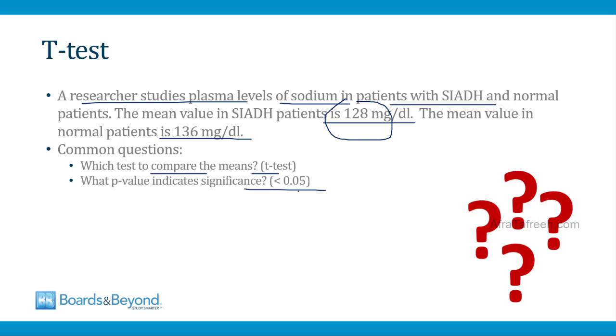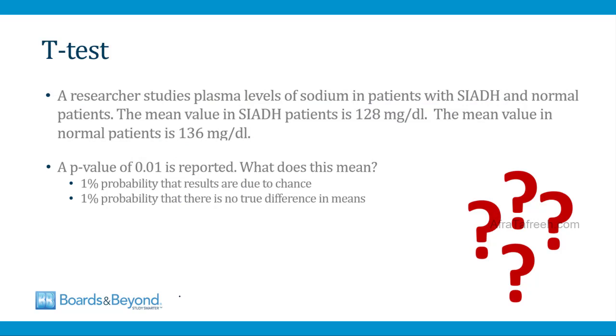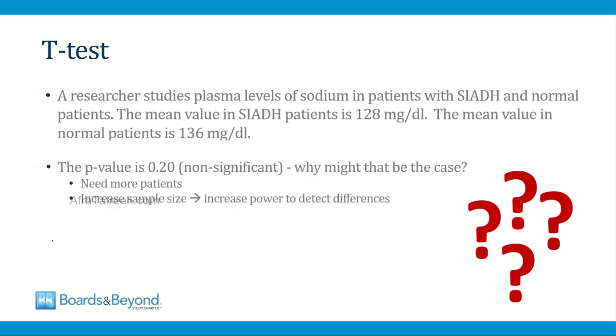Less than 0.05. Here's the same example, but imagine they tell you that a p-value of 0.01 is reported and they ask you, what does this mean? This is very common in board questions. They want you to interpret the findings of a study. Well, a p-value of 0.01 means there's a 1% probability that the results are due to chance, or another way to state this is a 1% probability that there is no true difference in means and that the null hypothesis is correct.